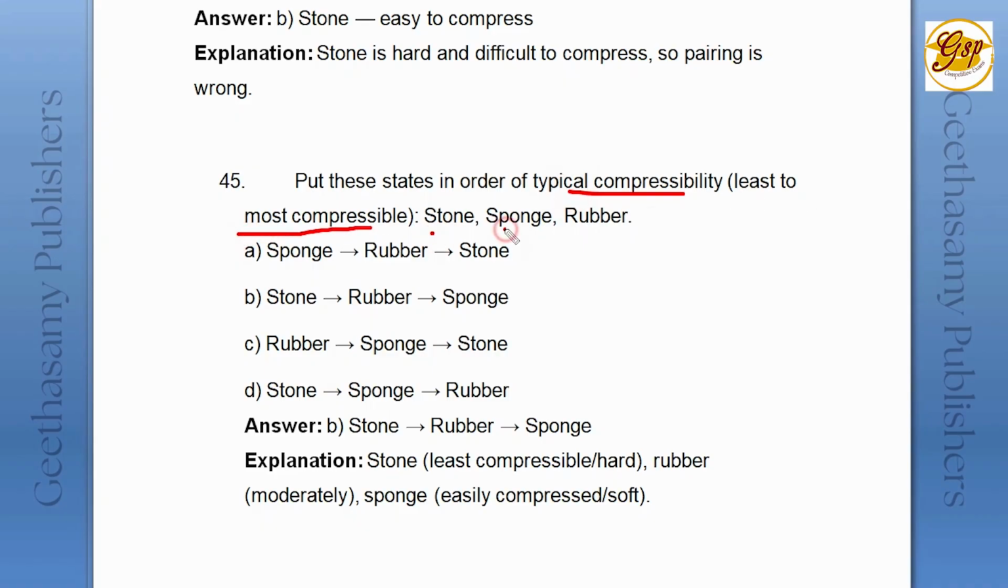45th question. Put these states in order of compressibility, least to most. Stone, sponge, rubber. The correct answer is stone, rubber and sponge, from least compressible to most compressible. Explanation: stone is least compressible, very difficult. Then rubber, moderately. Sponge, very easy. Right? So B is the answer.